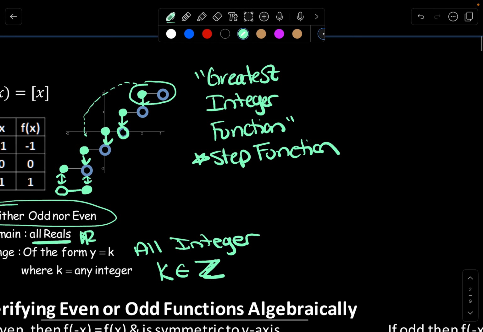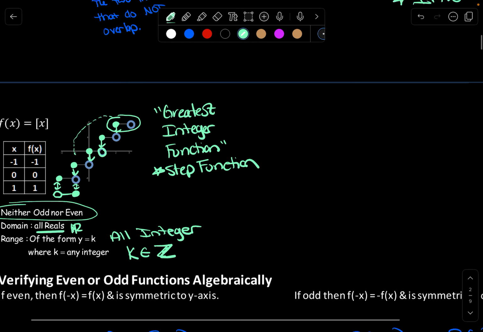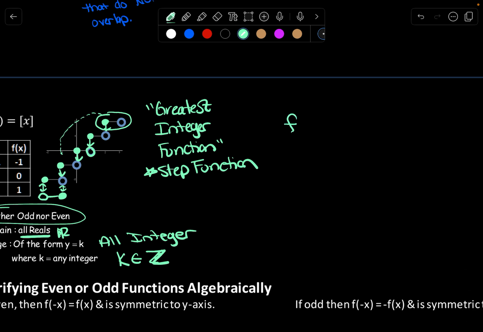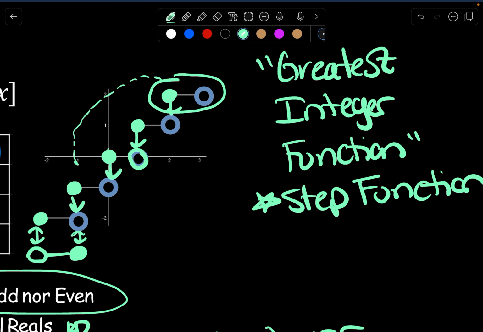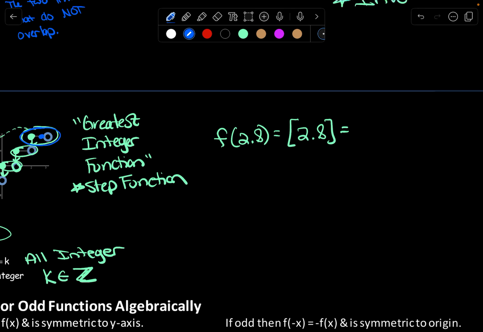And how we evaluate this is, say I want to evaluate f of 2.8. I'm going to plug in 2.8 into this step function. The notation is brackets, so I have 2.8. And if I look at this, this is from 0 to 1. This is from 1 to 2. And then this is from 2 to 3. 2.8 is about right here, which means if I evaluate 2.8 on this function, it's just going to be 2. So we are using the integer part of that decimal.